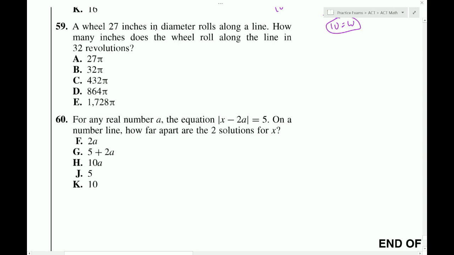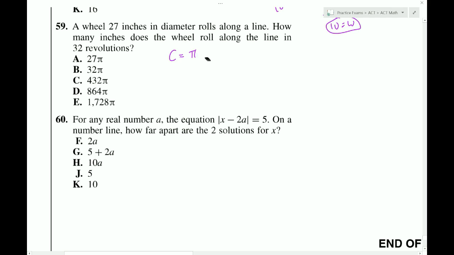A wheel 27 inches in diameter rolls along a line. How many inches does the wheel roll along a line in 32 revolutions? Okay. So we are really interested in the circumference here, because if you want to know how far a wheel is going to go in one rotation, it goes the distance that it is around in a circle. So that's the circumference.